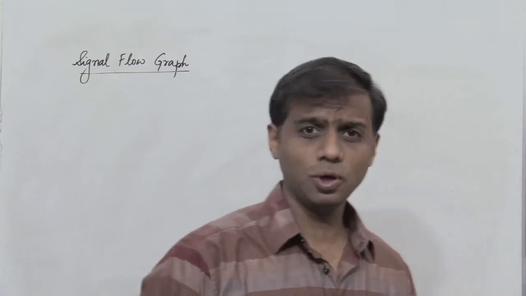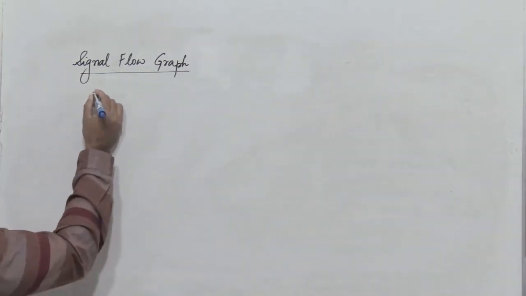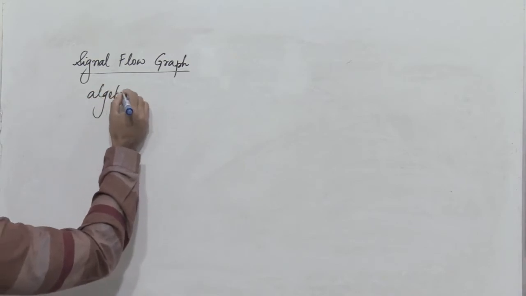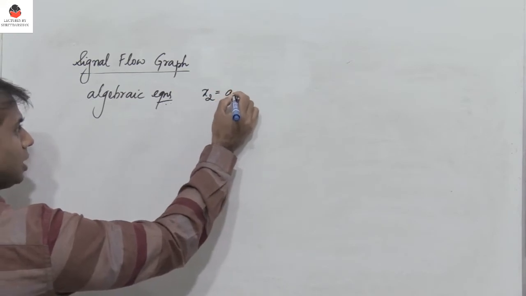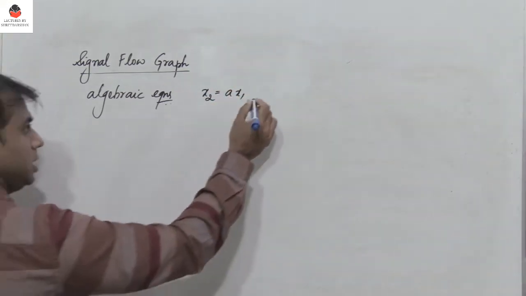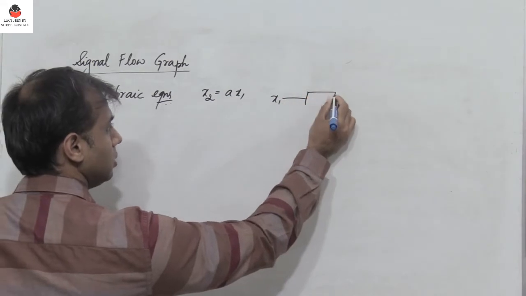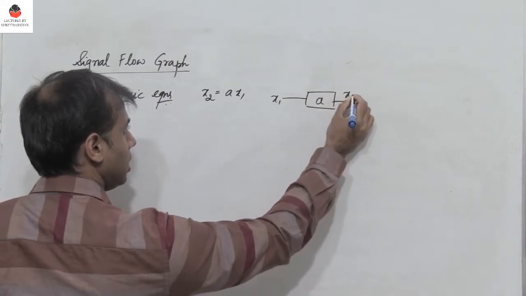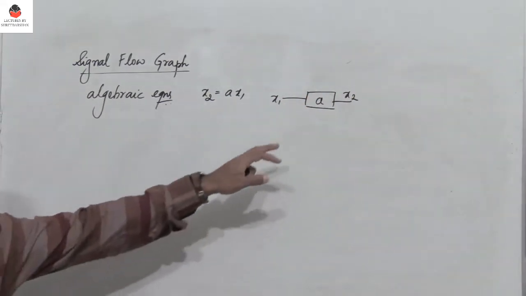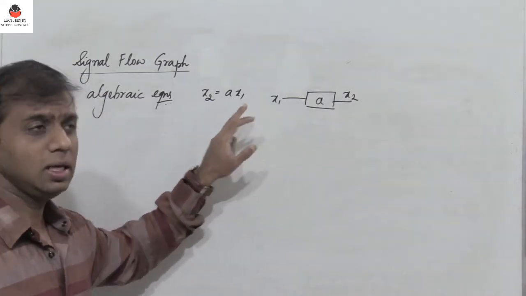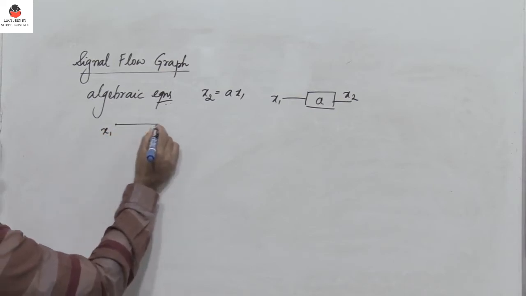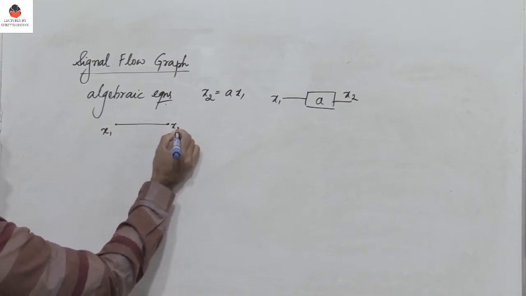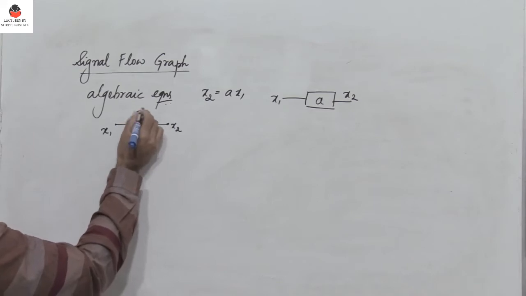Now what is signal flow representation? The signal flow graph represents a set of algebraic equations. For example, if you have x2 equals a x1, that means the input is x1 and the output x2 is a times x1, then it can be represented in this fashion. So I have the node x1 and then the second node x2, and you have a.